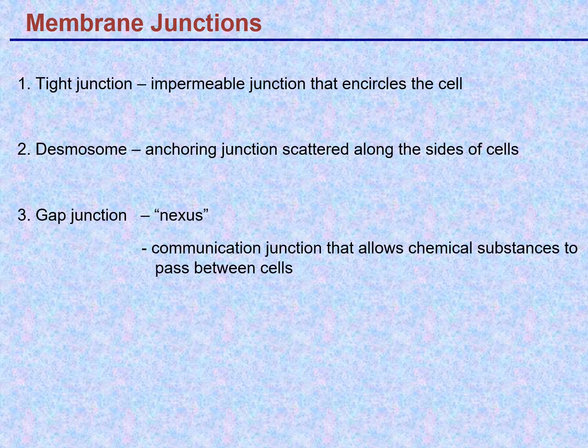Now, joints or junctions between cells are held together by different types of structure. One is what's called a tight junction, and it completely encircles the cell. So if we drew a cell, and remember the cells are not in 2 dimensions, but in 3 dimensions.